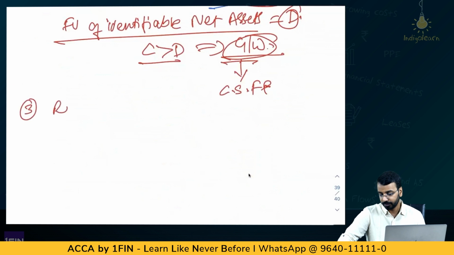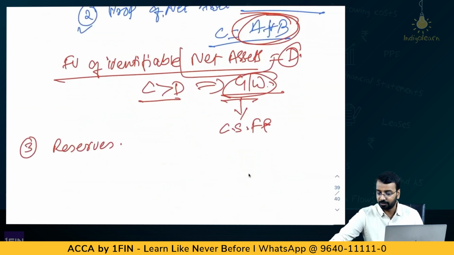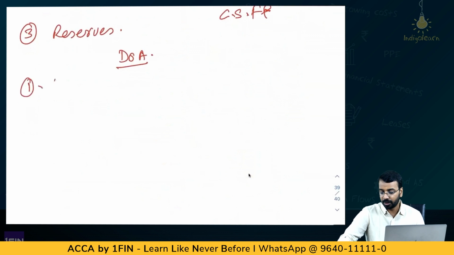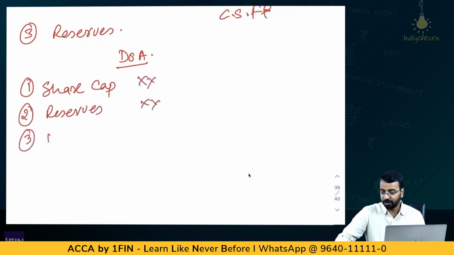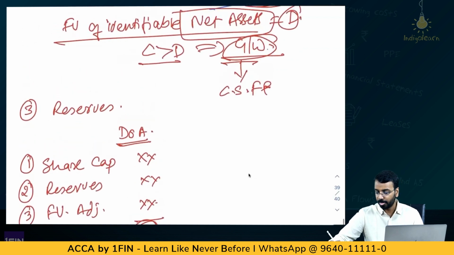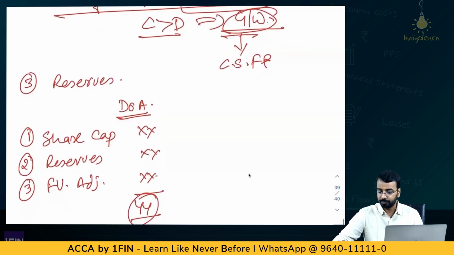Then reserves. Whatever net assets you calculated here, this flows from the third step, which is reserves. You calculate on date of acquisition. So on date of acquisition, you have to see what is there: share capital, what are their reserves on date of acquisition. Then if at all there is any fair value adjustment, such as increasing the value of property, plant and equipment, all of that you have to include here. So this total of share capital plus reserves plus fair value adjustment on date of acquisition will give you net assets. This particular number, you just plot it here.